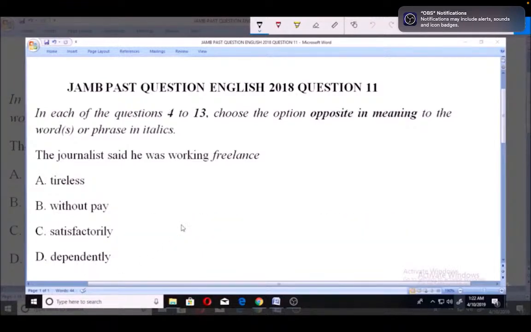Now, whenever you hear the word freelance, freelance simply means that you're not tied down to a contract. So it's either you're tied down to a contract or you are independent, like you're not tied down. So you can see that these two are direct opposites. And for us to completely understand this, we need to get the definition of all of these. So whenever you hear the word freelance, what does it mean?